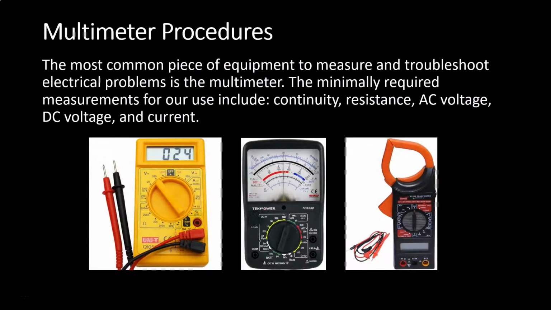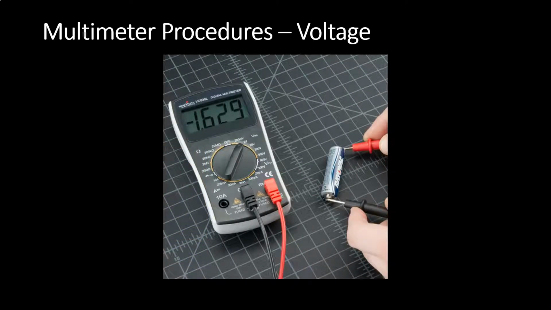To begin with, we're going to look at the multimeter, and the multimeter is probably the most common piece of equipment that you will use in your audio career. It can be used to measure voltage, resistance, current, and continuity within a circuit. So to start with, to measure voltage, you hook the two leads to the voltage inputs of the meter, and then you connect those leads across a source of voltage.